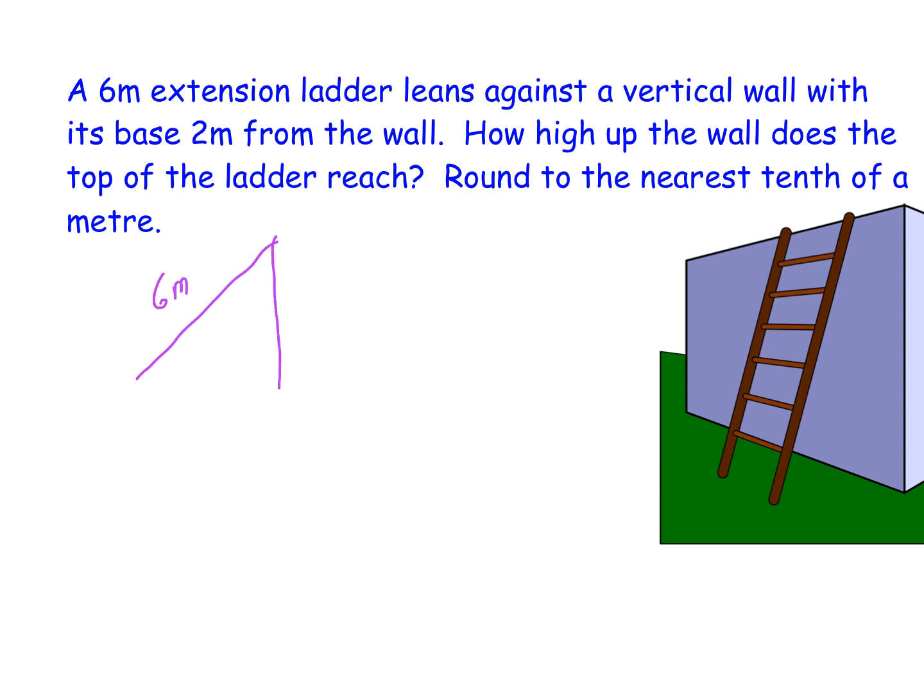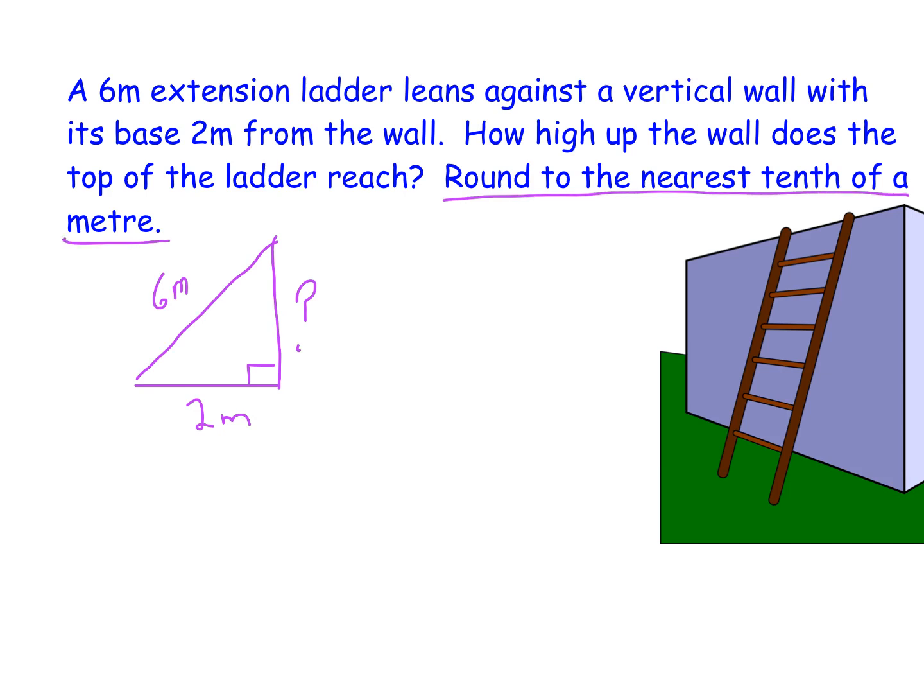Let's draw in our other two sides. We're going to have a vertical wall and a horizontal ground, and we're going to have those meet at 90 degrees because good builders will always make sure that the wall is 90 degrees to the ground. The base is 2 meters from the wall, and they want to know how high up the wall does the top of the ladder reach. So that's this distance right here. And we need to round our answer to the nearest tenth of a meter.